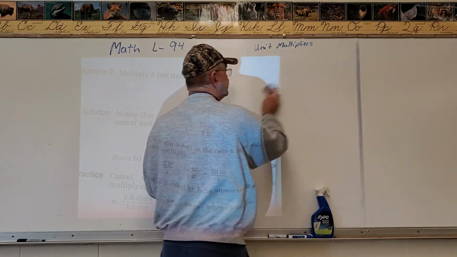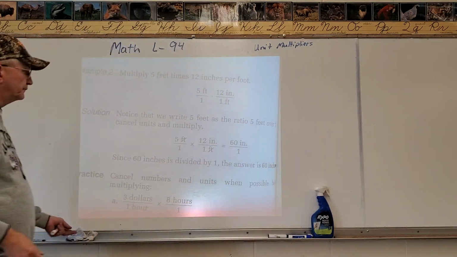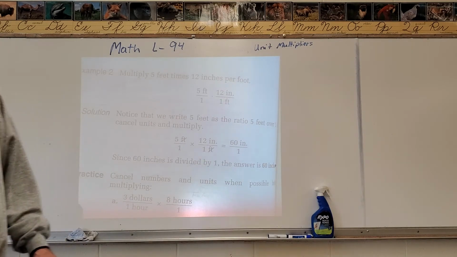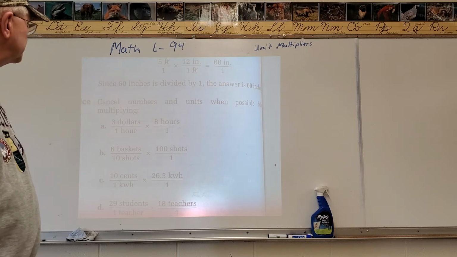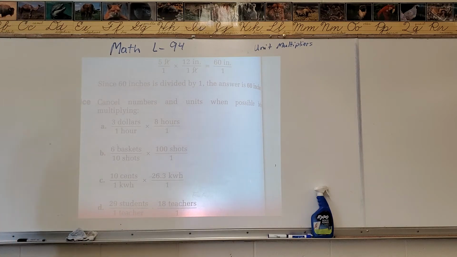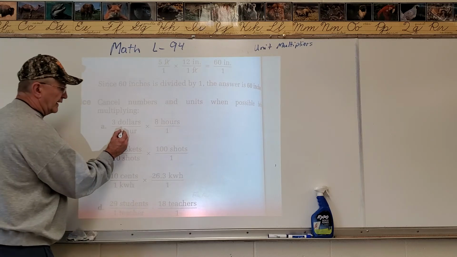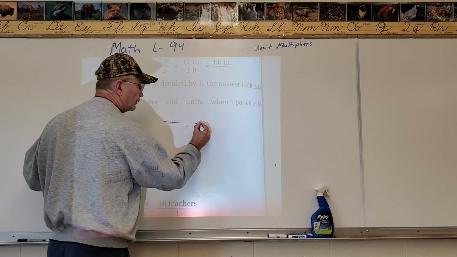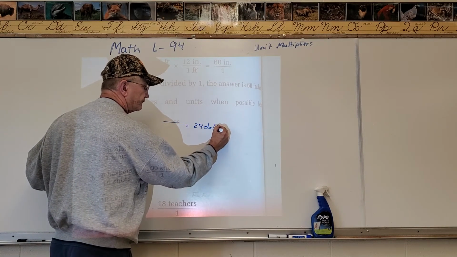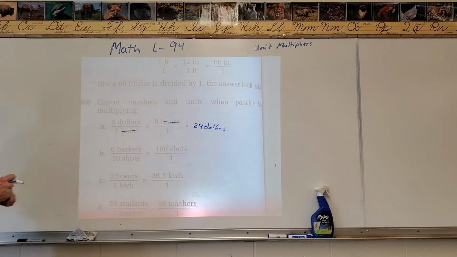All right, so here we go. Go into the first one on the practice problems. It says cancel numbers and units when possible before multiplying. So they set these up, and it's just not very difficult. What they're asking you to do is to cross cancel out the units. So hours is gone. Do my multiplying. 3 times 8, $24. That's because I'm trying to find dollars.